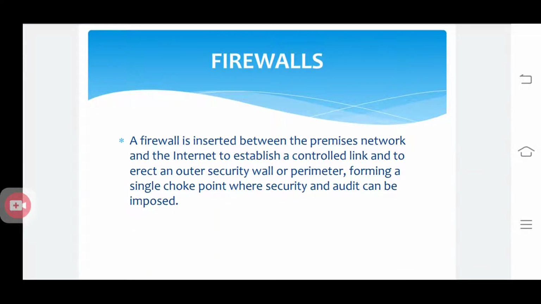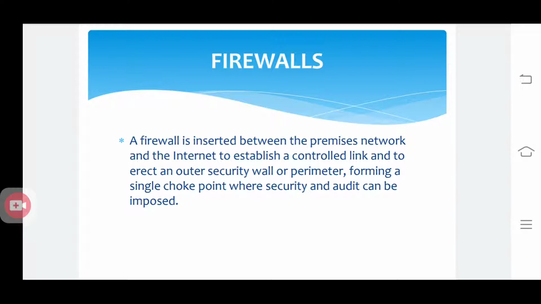One of the mechanisms for providing web security is a firewall. It is inserted between the network and the internet to establish a controlled link and to erect an outer security wall or perimeter, forming a single choke point where security and audit can be imposed. So it will act as a security wall.